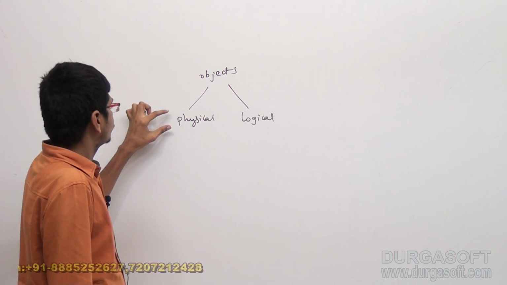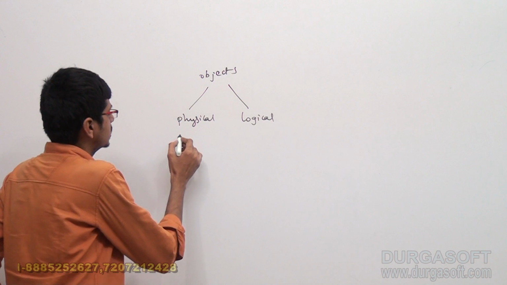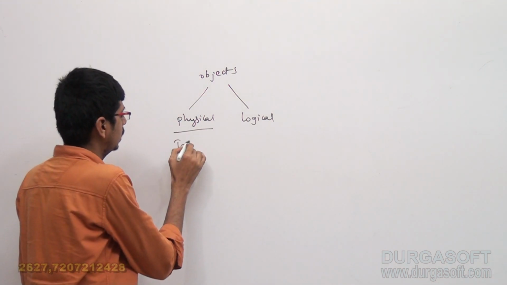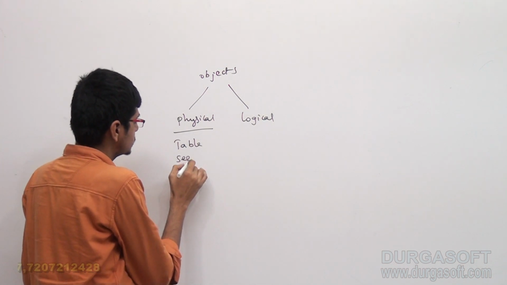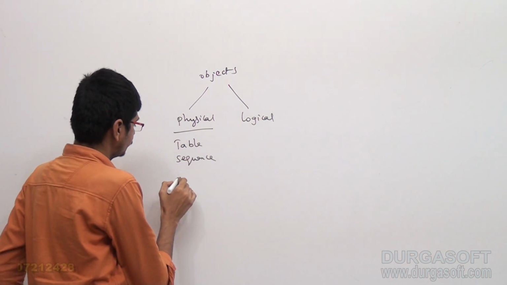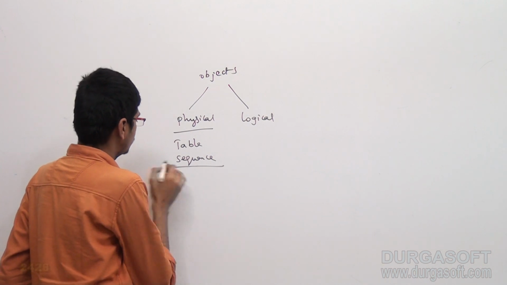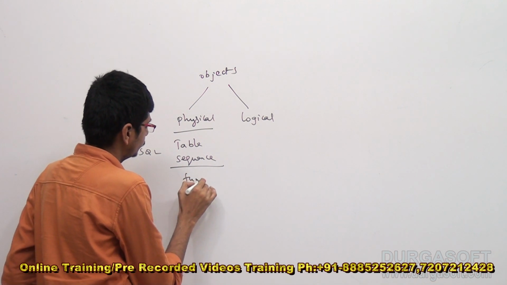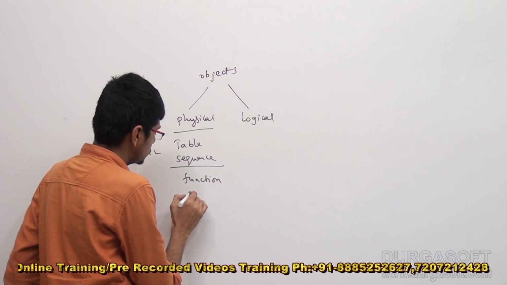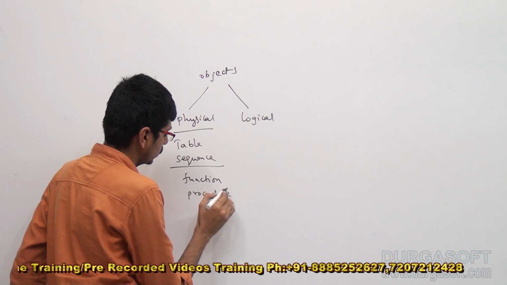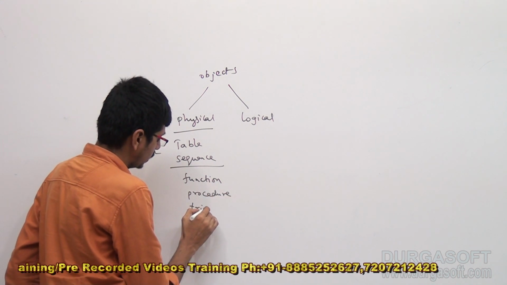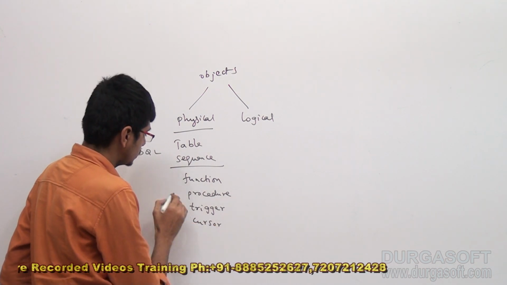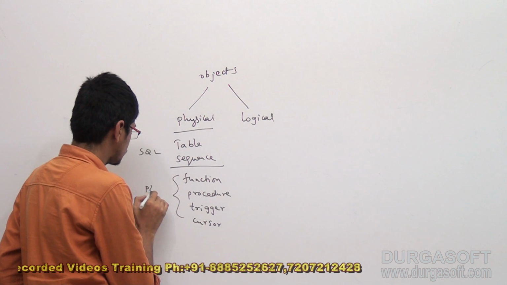Okay, so let us say the major objects that are under physical objects are table, sequence. So these are from SQL. Okay, and function, procedure, trigger, and cursor. So these are all from PLSQL.